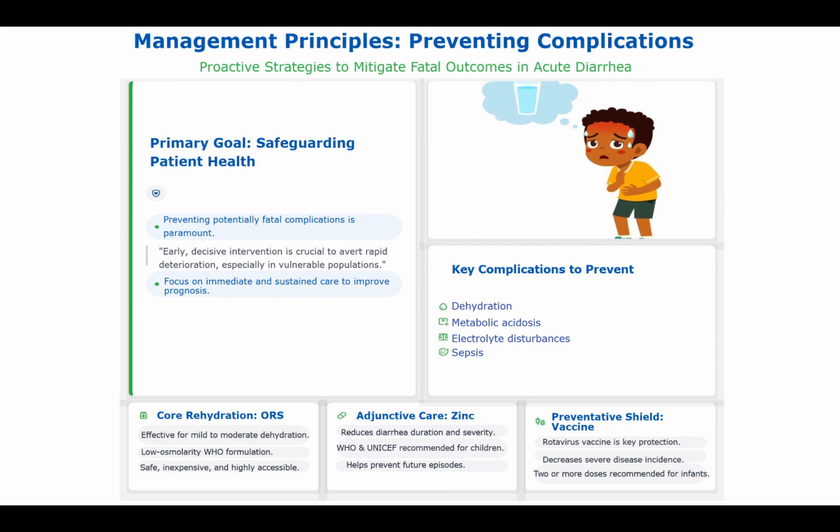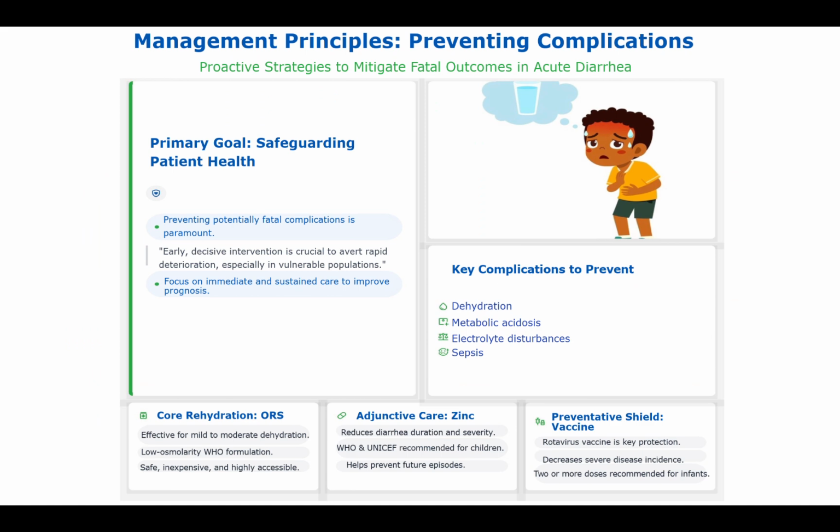The overarching primary goal in managing acute watery diarrhea is to proactively prevent potentially fatal complications. While diarrhea itself can be self-limiting, the complications it can cause, particularly in young children, are extremely dangerous and can lead to mortality if not addressed quickly and effectively.